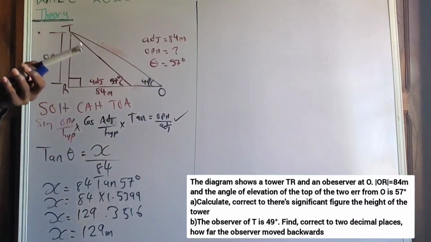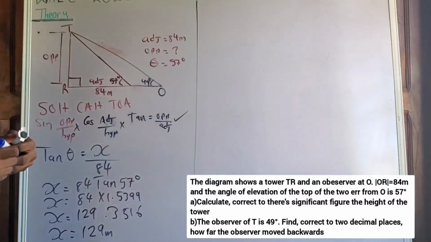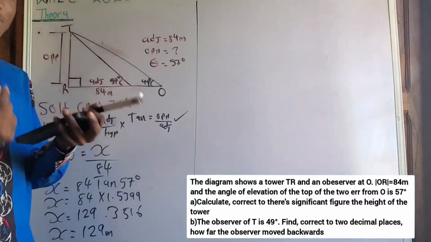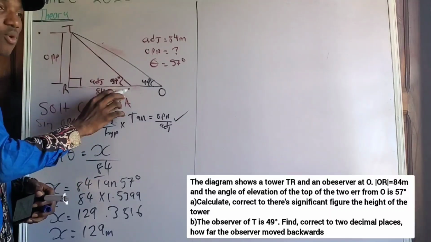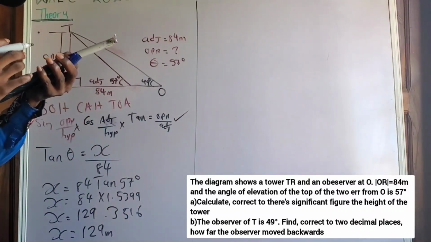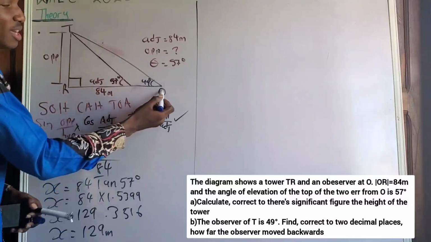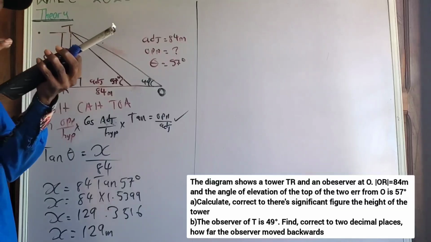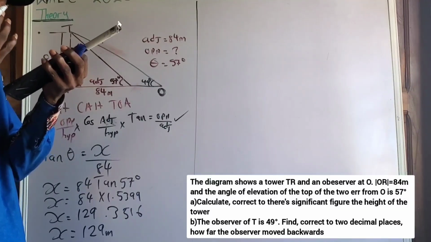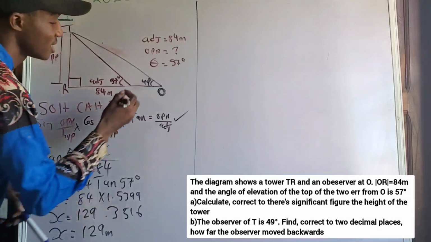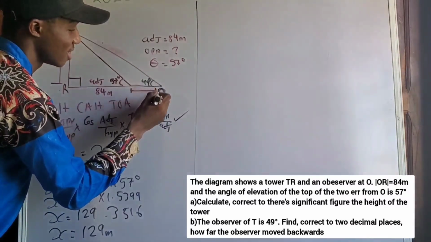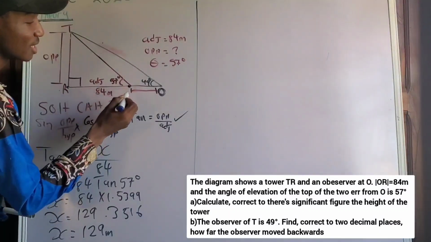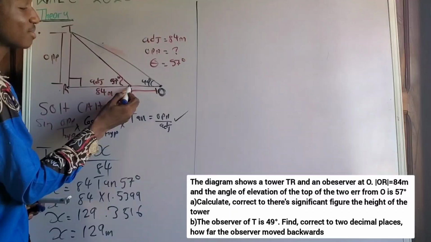Let us proceed. In dealing with angles of elevation and depression questions, you have to know how to interpret. This is where the observer is before. Now, because the observer moved in a straight line until the angle of elevation becomes 49 degrees, it moved backwards. So this is where the observer is now. We are asked to calculate, correct to 2 decimal places, how far the observer moved backward. This is the distance we are looking for. This 84 meters is the distance between this point and this point, and we are now asked to calculate the distance between this point and this point.